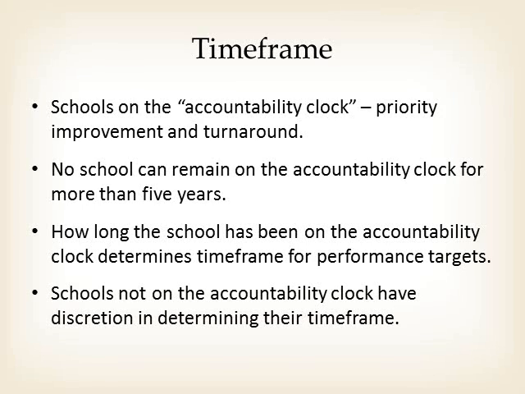A school's plan type and the length of time on the accountability clock could be a determiner for the time frame for the performance targets. The time frame to meet minimum state expectations will be in part determined by how long a school has been on the accountability clock. Schools not on the accountability clock have discretion in determining the time frame for their performance targets.